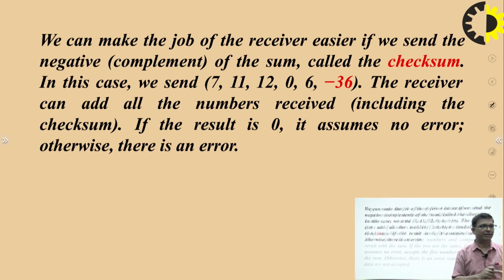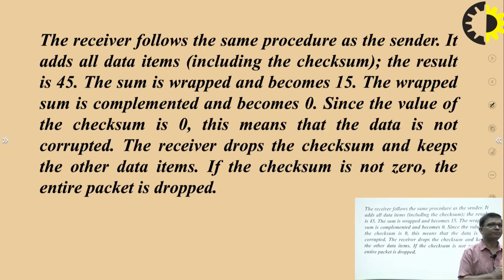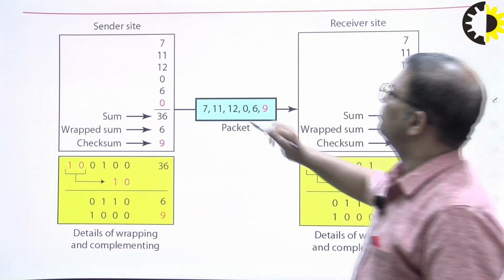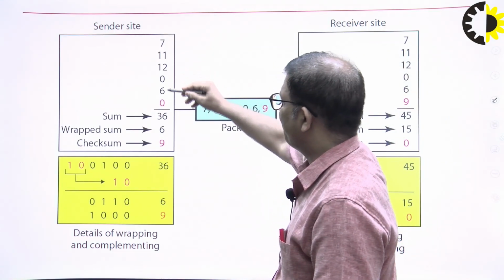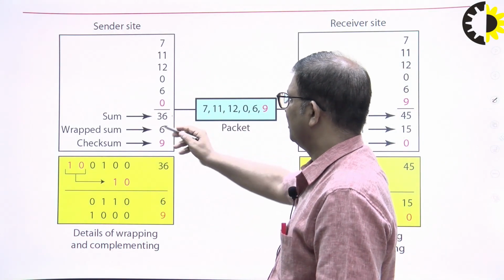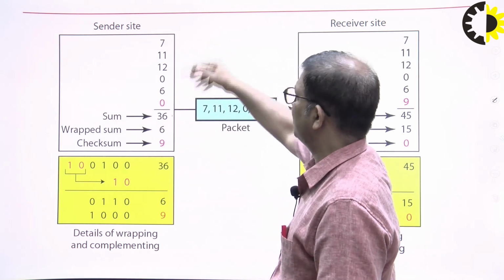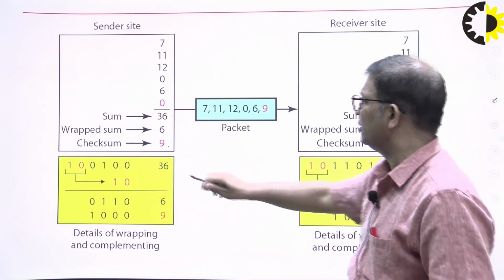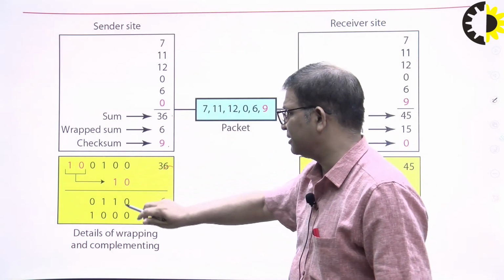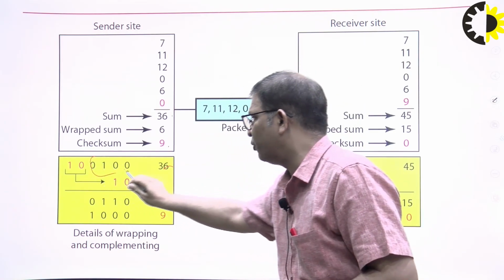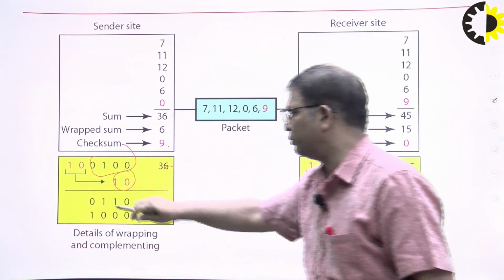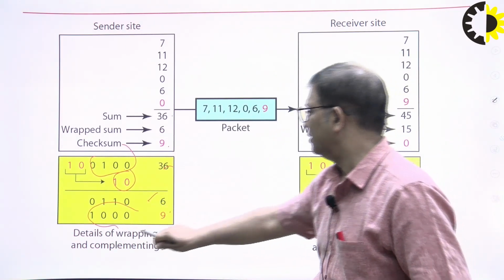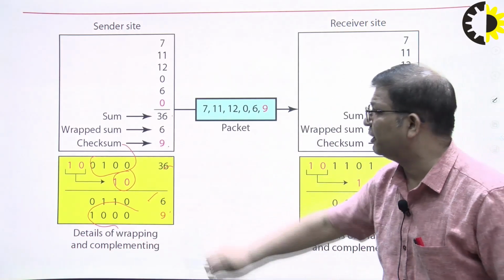Like in this case, let's take another example. Take this one. Okay. So this is the data. Sum is 36. So checksum is 9, 9, 6, 15 because in hexadecimal code, 36 becomes this. This is 10 because we are converting into 4 bits only. So 10 is added to the right hand side. So this is 9 and this is 6. 9 is the detail of wrapping and complementing this one in this case.